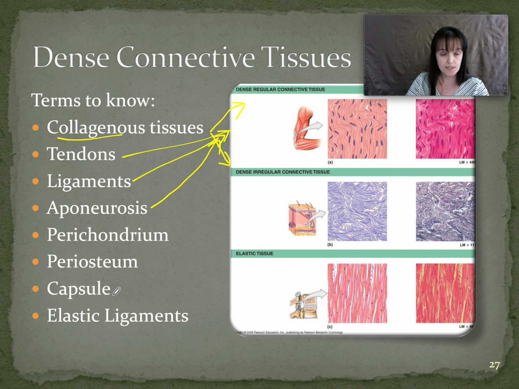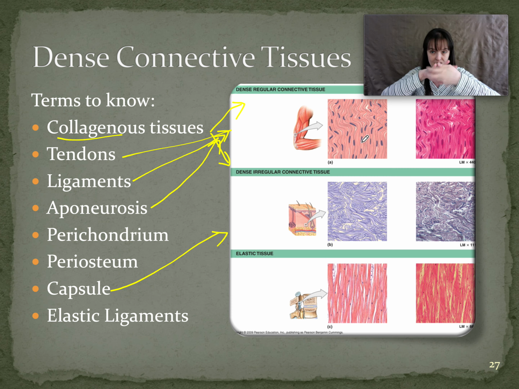Okay. Capsule is next on the lecture list, so we'll go with that. It's dense irregular CT, which surrounds an organ or joint. I told you about the capsule that surrounds the kidney. That's what it is. It's dense irregular CT. Dense regular CT, all of the collagen fibers are the same direction, and that helps support a pull from one direction, whereas the dense irregular CTs go like literally every direction, like 3-dimensionally, and so that helps support a pull in any direction.